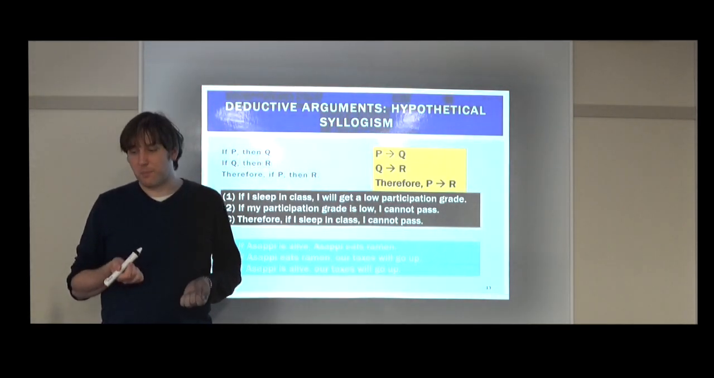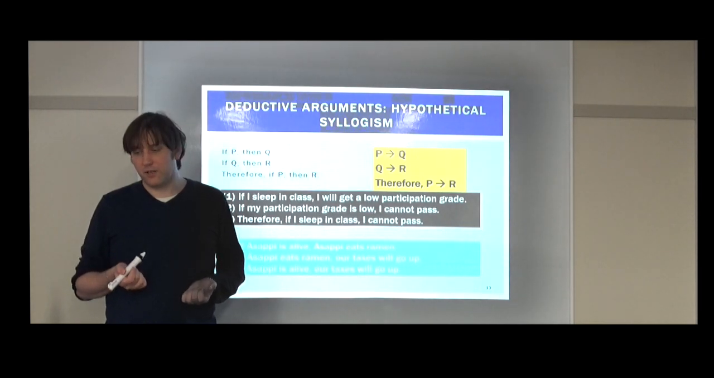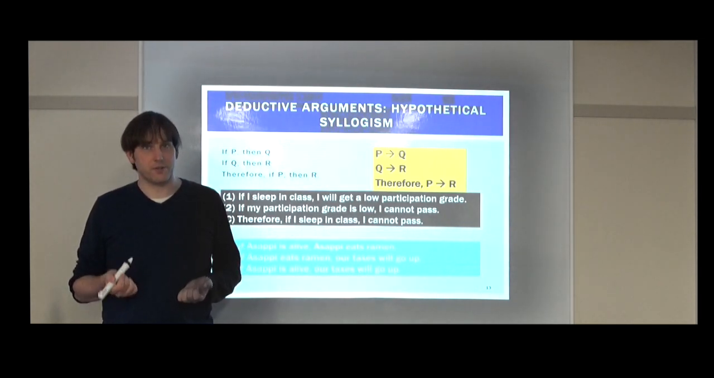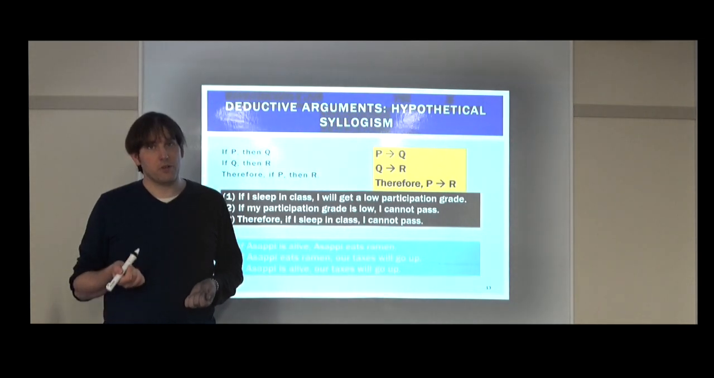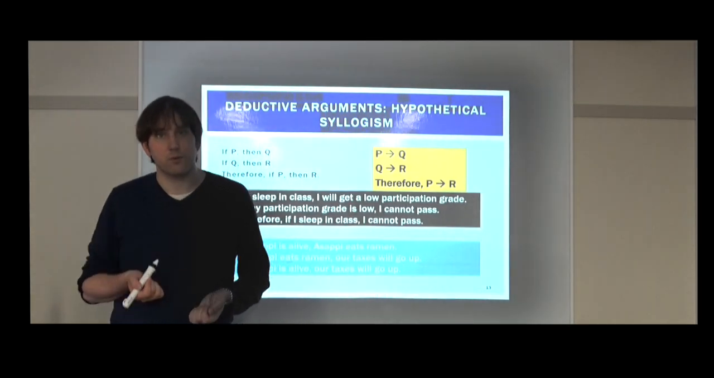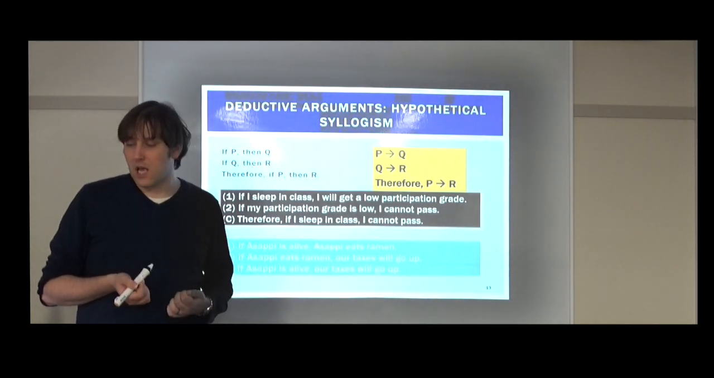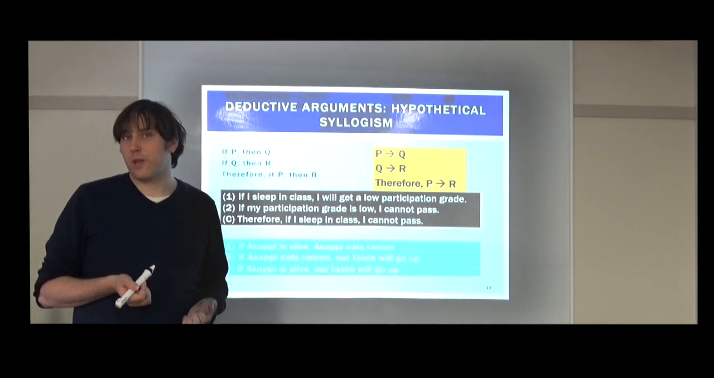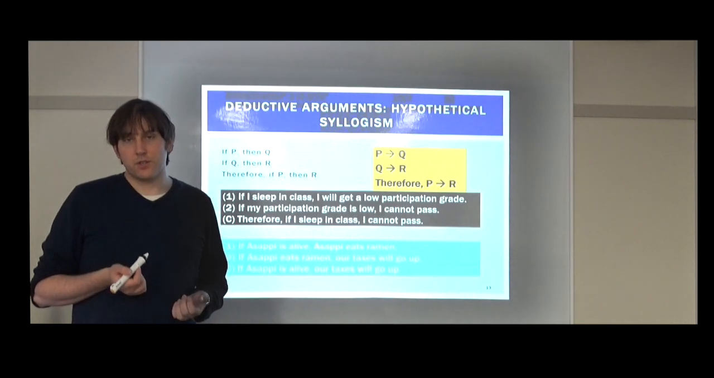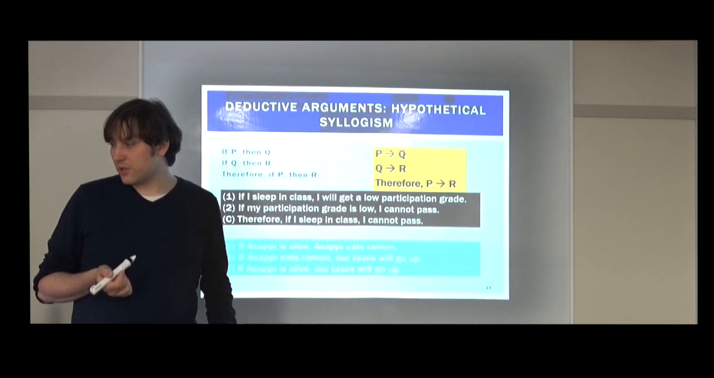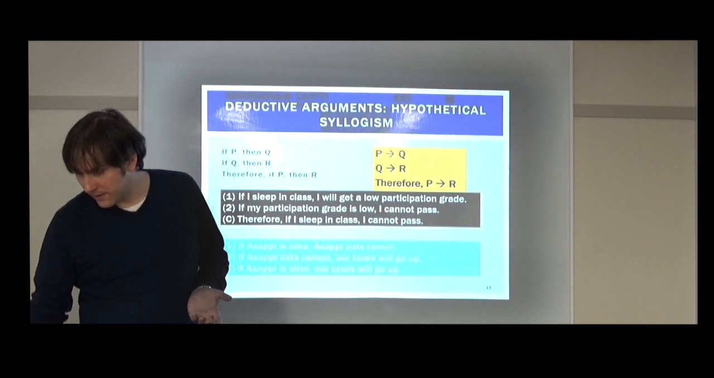Another one: if Asapi is alive, Asapi eats Brahmin. If Asapi eats Brahmin, our taxes will go up. Therefore, if Asapi is alive, our taxes will go up. Asapi is the yurukara for Asahikawa City. So let's see if we can show whether this is valid or not. Now we have three variables. So let's go ahead and make a chart.